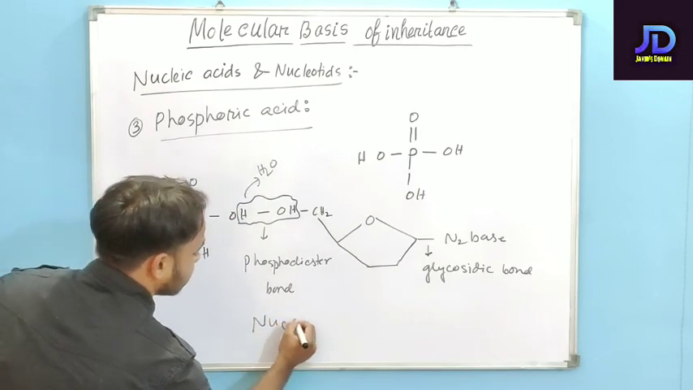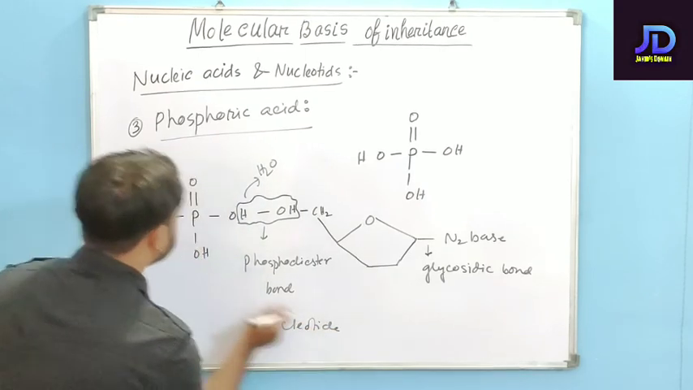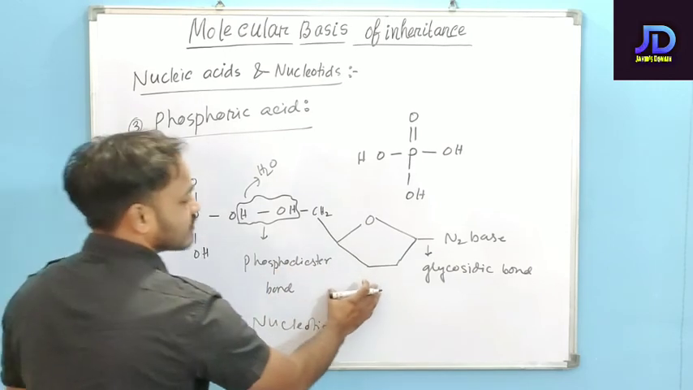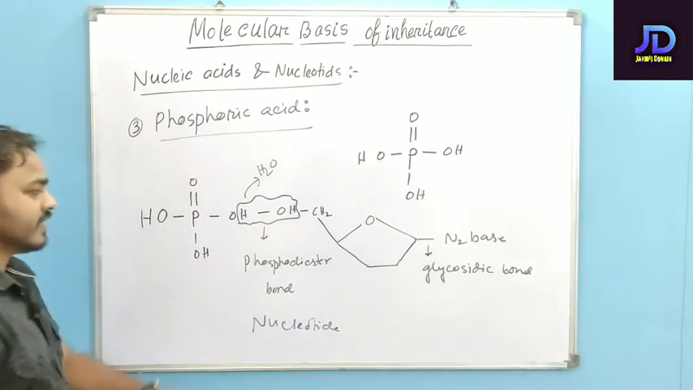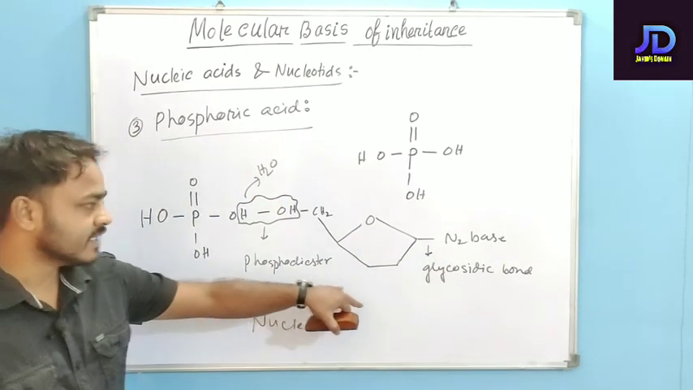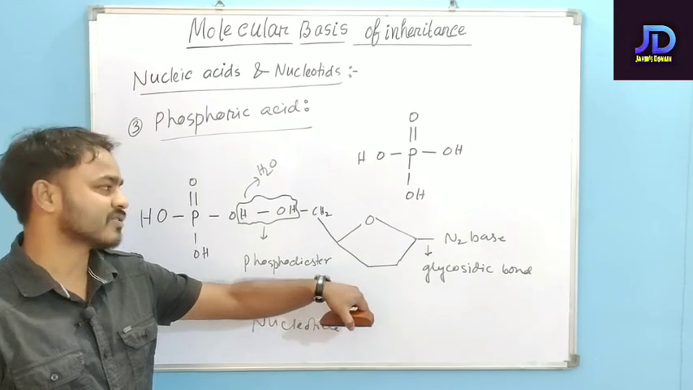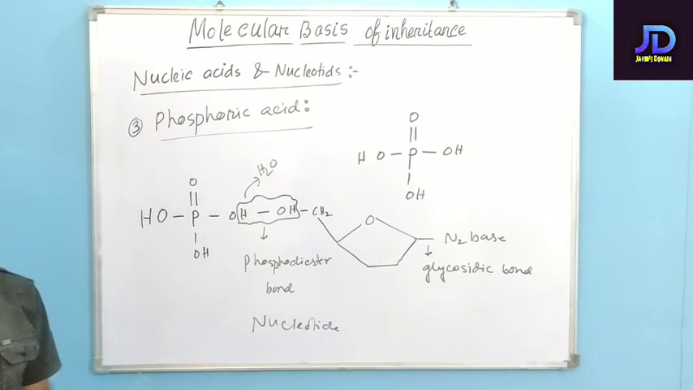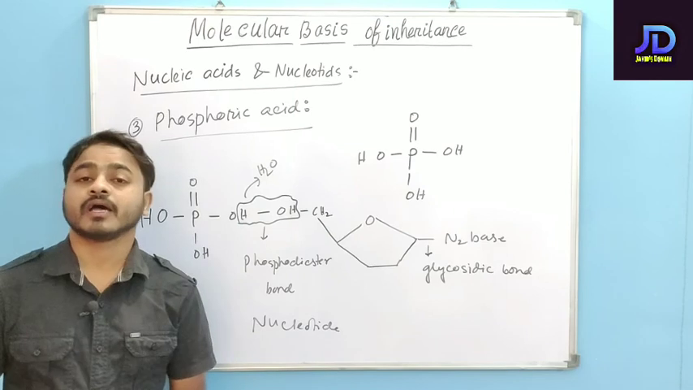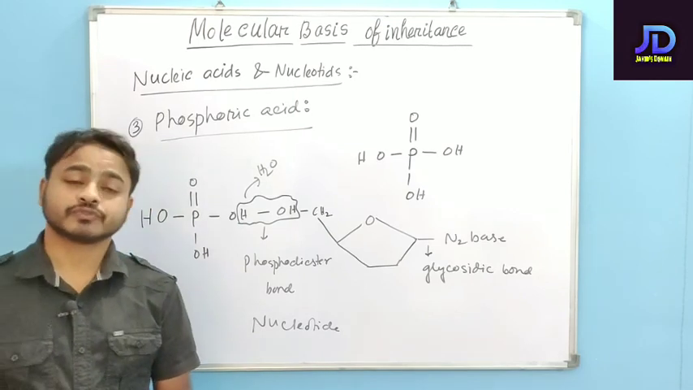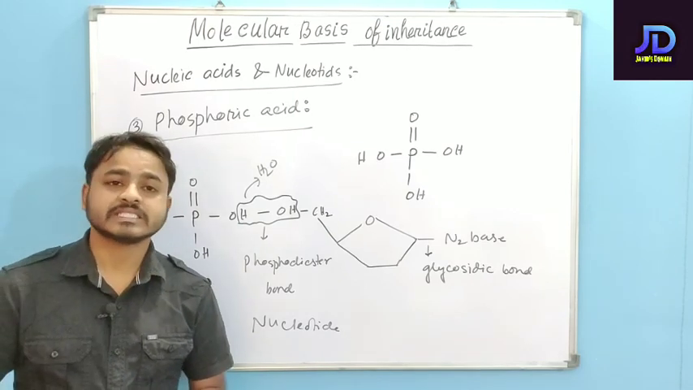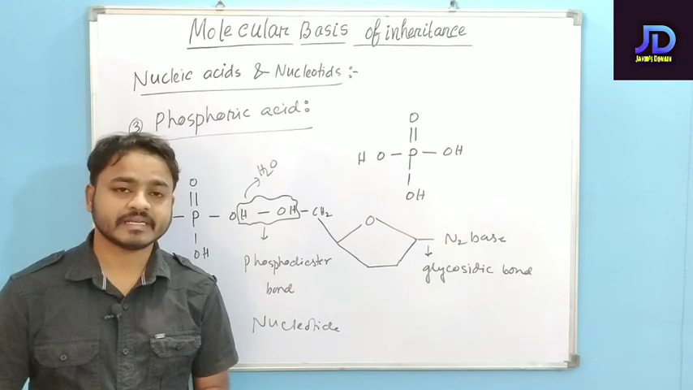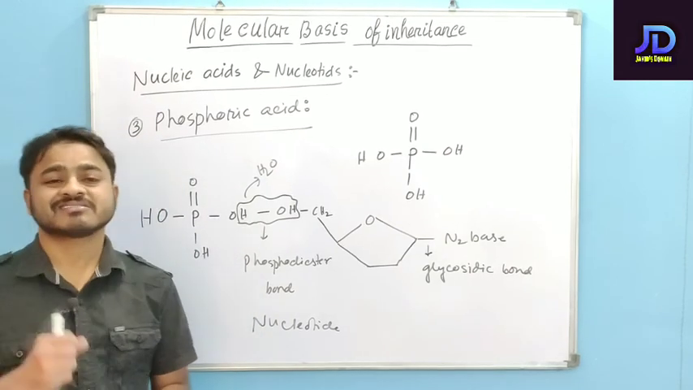It is a nucleotide. This is the phosphoric acid, this is the pentose sugar, and this is the nitrogenous base, and all three components are present in this structure, and that is called the nucleotide. Now we have covered the historical background of nucleic acids, the characteristics of genetic material, and lastly the structure of a nucleotide.